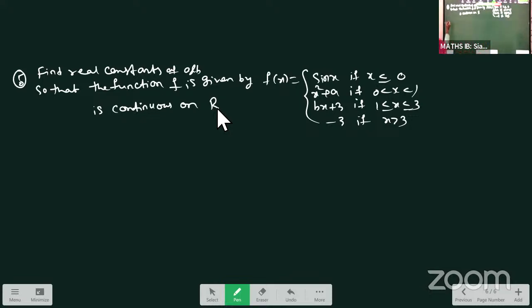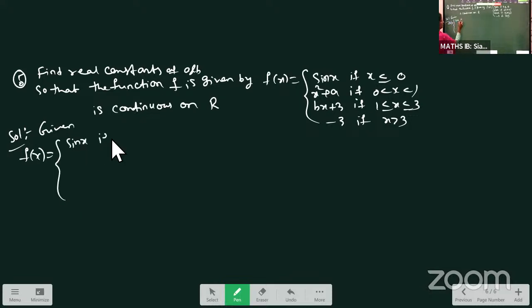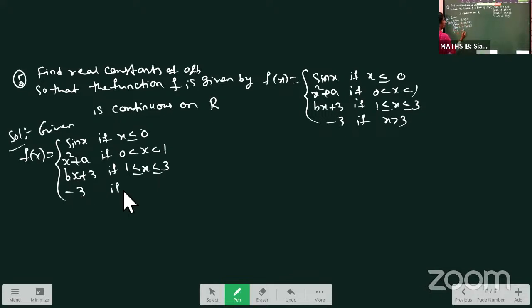So for that, the solution. Given f of x is equal to sin x if x less than or equal to 0, x square plus a if 0 less than x less than 1, bx plus 3 if 1 less than or equal to x less than or equal to 3, minus 3 if x greater than 3.